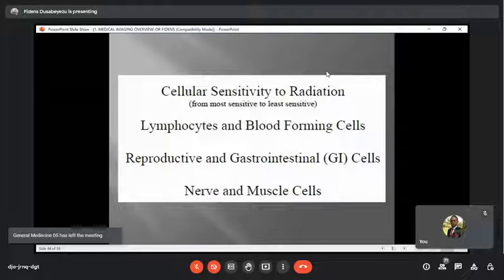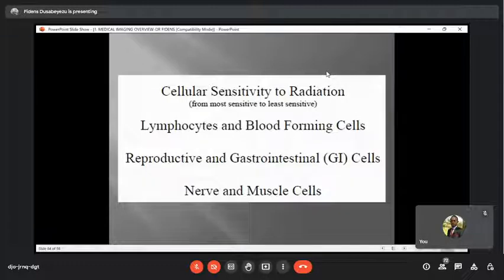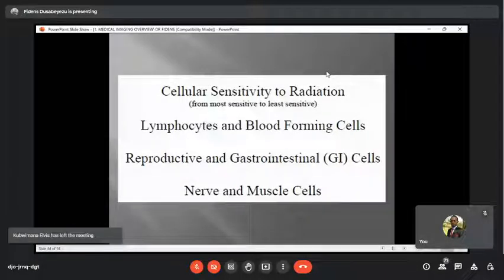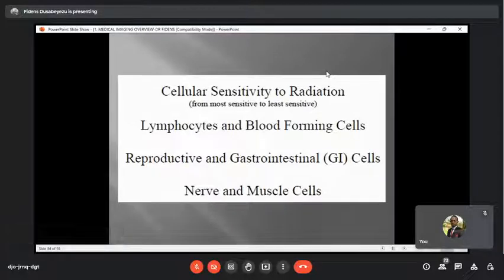Tell me why lymphocytes and blood-forming cells are more sensitive. What do you think, than nerves and muscle cells? Because radiation usually targets highly active cells, including cancer cells. Highly reproductive cells, they have a high mitotic rate. Yes. Okay. Yeah, that's the answer, by the way. That's so good.